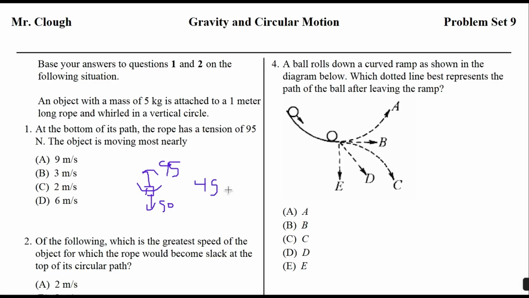They want us to figure out what the velocity is, so we're going to set this net force equal to mv squared over r. So we have 45 equals 5 v squared over 1. Plugging in our numbers, doing some calculations, we end up getting that the answer is going to be B, 3 meters per second.